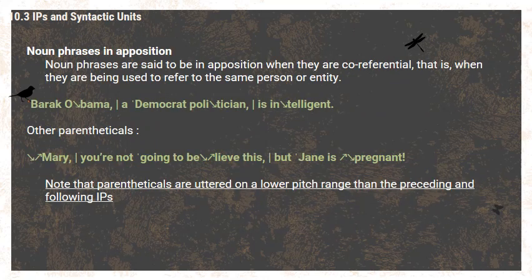Noun phrases in apposition. Noun phrases are said to be in apposition when they are co-referential, that is, when they are being used to refer to the same person or entity. For example, Barack Obama, a Democrat politician, is intelligent. For example, other parentheticals. Mary, you're not going to believe this, but Jen is pregnant. Note that parentheticals are uttered at a lower pitch rank than the preceding and following IPs.